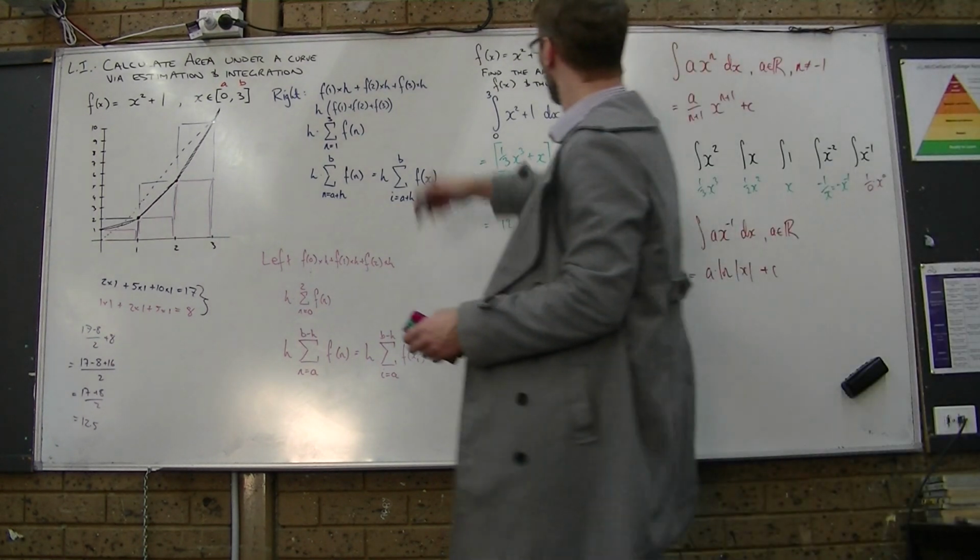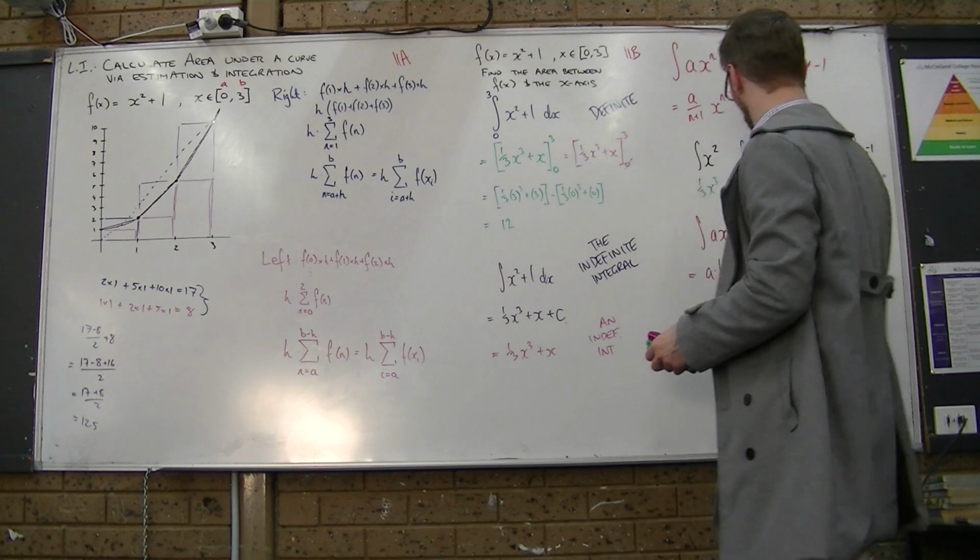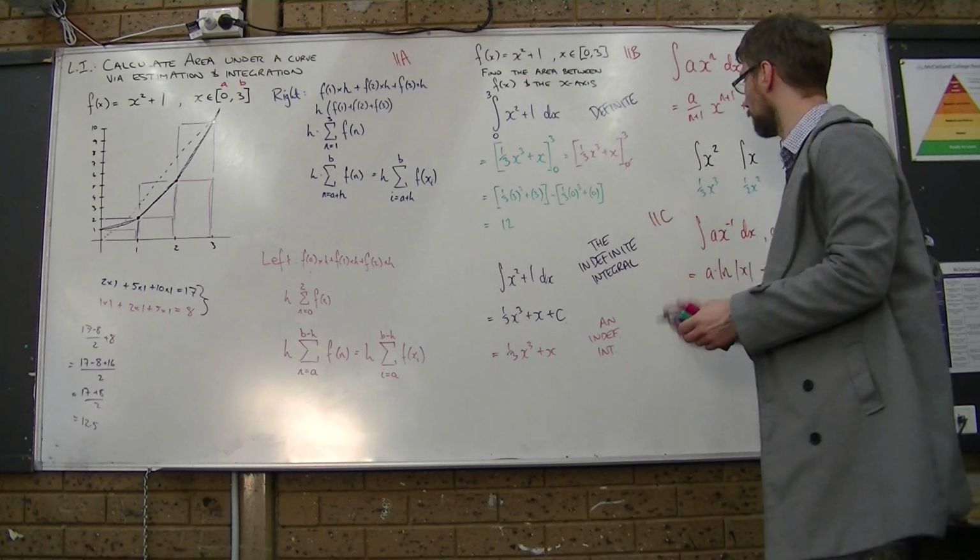So this bit was 11A, this bit is 11B, this bit is 11C.